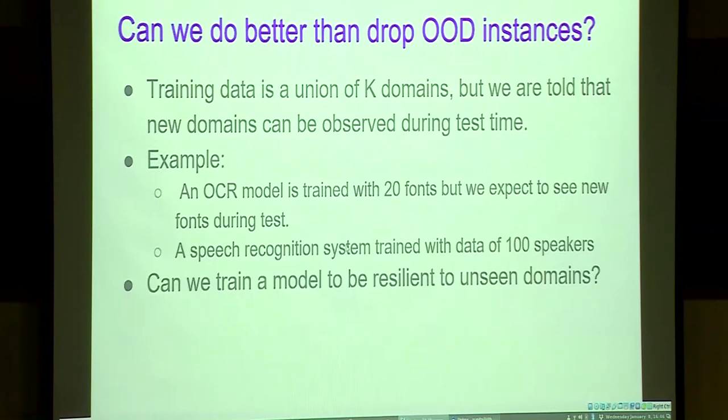Likewise, if you have trained a speech recognition system with 100 subjects, you know that this is only a subset and you will be seeing new subjects. Does the domain boundary of each individual speaker help you capture variations that arise out of speaker change, so that you can handle new speaker samples during test time? That is the question we are hoping to answer.